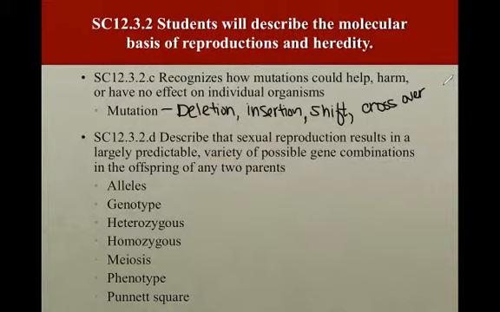Okay, and then describing that sexual reproduction results in a largely predictable variety of possible gene combinations in the offspring of any 2 parents. This is where we're going to get into the Punnett square part. And alleles, now those are the different traits. And so I'm going to put big R, little r. Each of those is an allele. Right? Dominant, recessive. Yes, each R is an allele. What's the difference between genotype and phenotype?